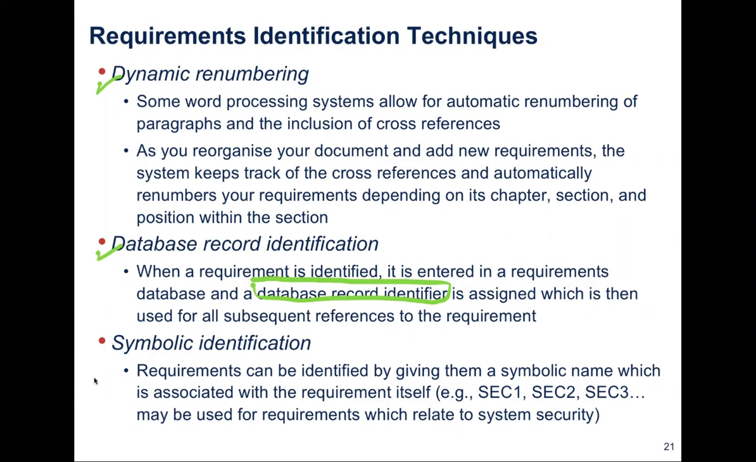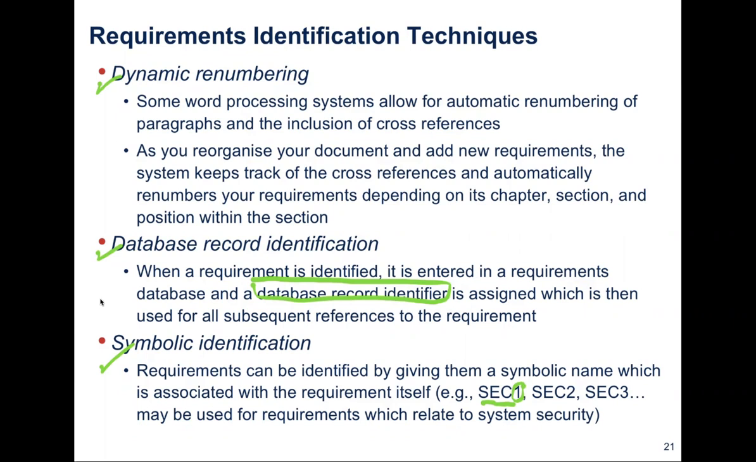Finally, we could also do symbolic identification. So instead of having a number system, maybe we could use symbolic identification, such that requirements could be identified by giving them a symbolic name, which is associated with the requirement itself. You could say section 1. So it's not about just a number. We also use a symbolic name or symbolic wording, a key term, for each requirement. Section 1 or section 2 or even section 3 can be easily used for requirements which relate to system integration and also system security, to number each requirement with a unique identifier.